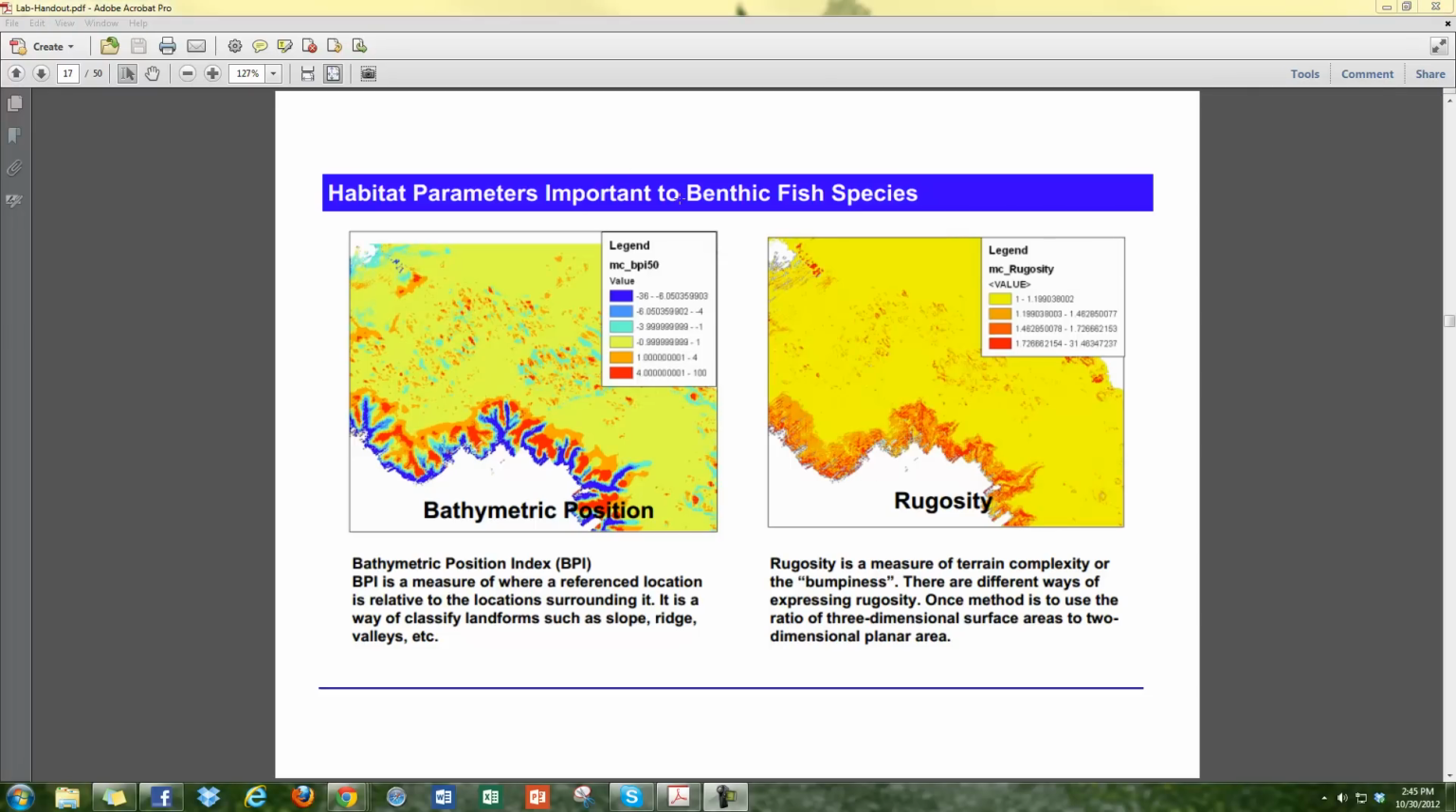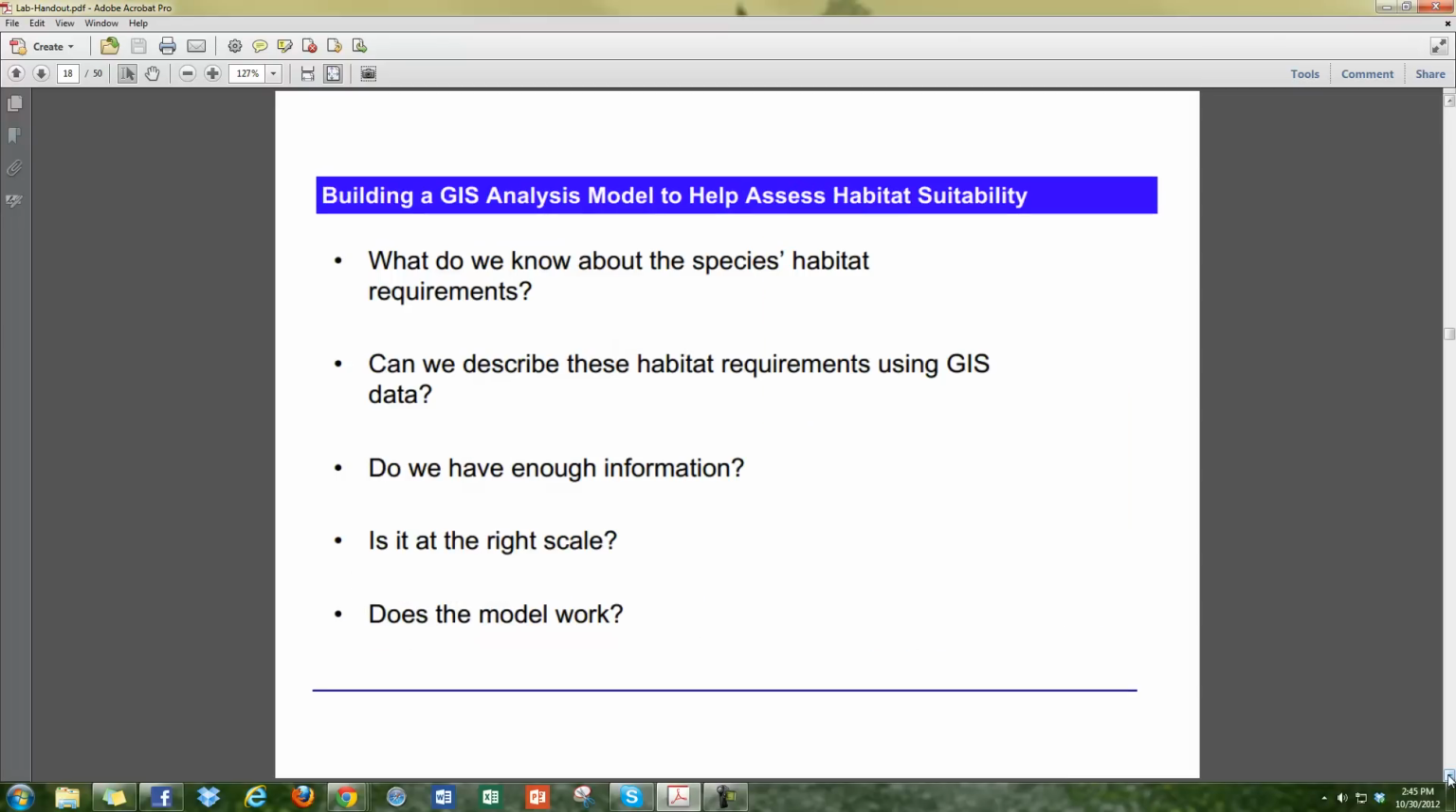The parameters that are important for benthic fish species are the bathymetric position index, the BPI, which is the measure that we talked about earlier, relative to the location surrounding it, like what kind of landform it is, how high it is compared. Then we have our rugosity, which is the roughness, the bumpiness of the sea floor, and we can look at this bumpy factor to say, oh, that's where the caves and grooves are for the fish to hide. So we have to ask these questions like, what do we know about our species habitats?